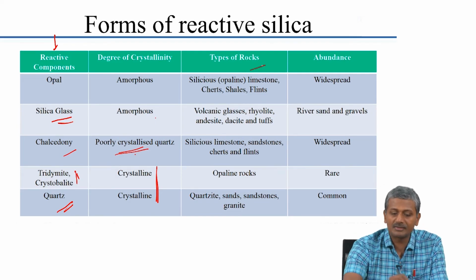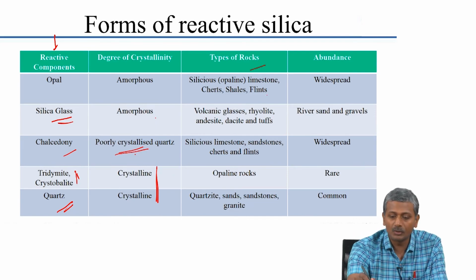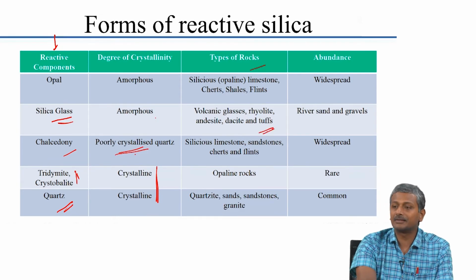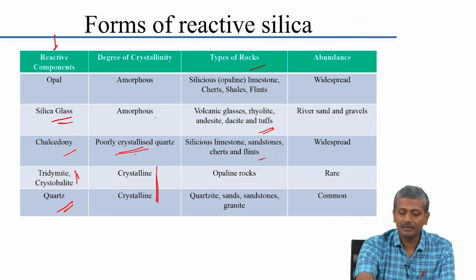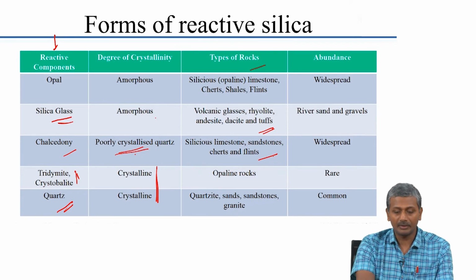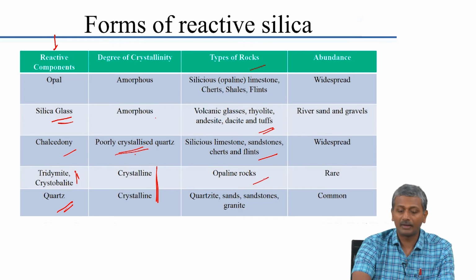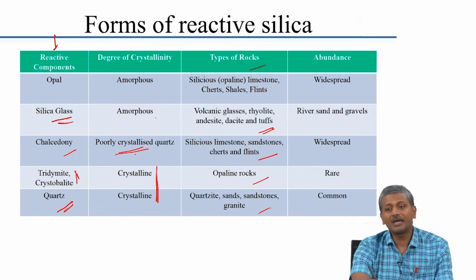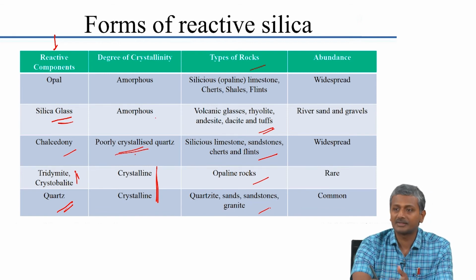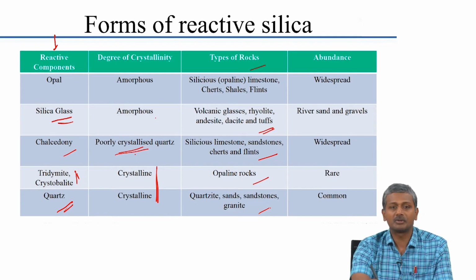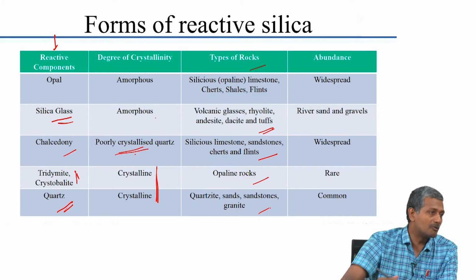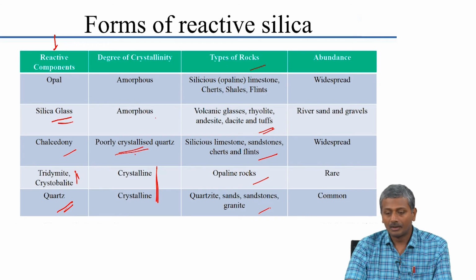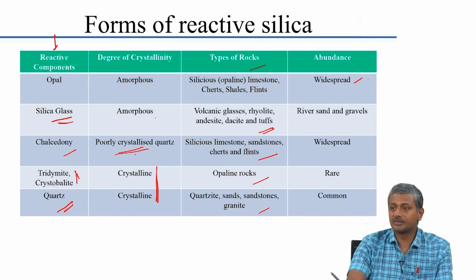As for the types of rocks in which these minerals are found, opal is found in limestone, cherts, shales and flints. Silica glass can be found in rhyolite, andesite, volcanic glasses and so on. Chalcedony is mostly in sedimentary rocks, tridymite in opaline rocks, and quartz can be found in quartzite, sandstone, and sometimes even granite may have quartz that is reactive, depending upon the extent to which granite has been modified by high temperature and pressure. So, if you use the metamorphosed form of granite like gneiss, you might actually end up having some reactivity in it. Abundance is widespread as far as opal is concerned.